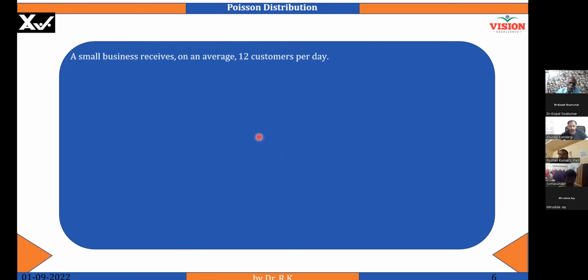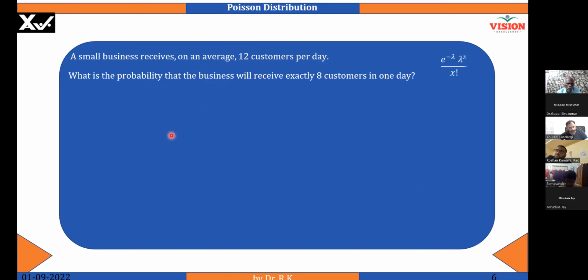Right? Now, a small business receives on an average 12 customers per day. What is the probability that the business will receive exactly 8 customers in 1 day? Now, this is Poisson distribution, right? Because we know the average, the mean, 12 customers on average. Use this: mu is equal to 12, x is equal to 8. Put it in the formula, you will get this.